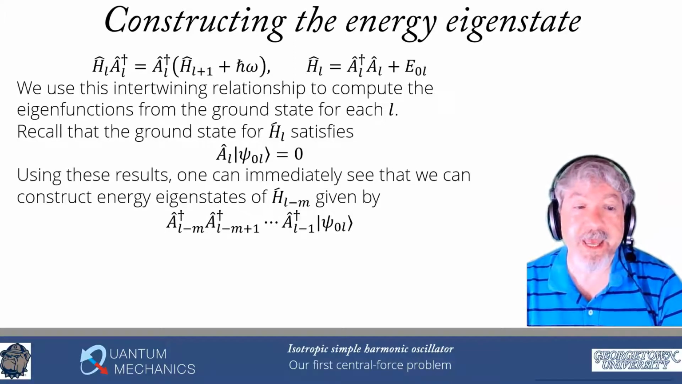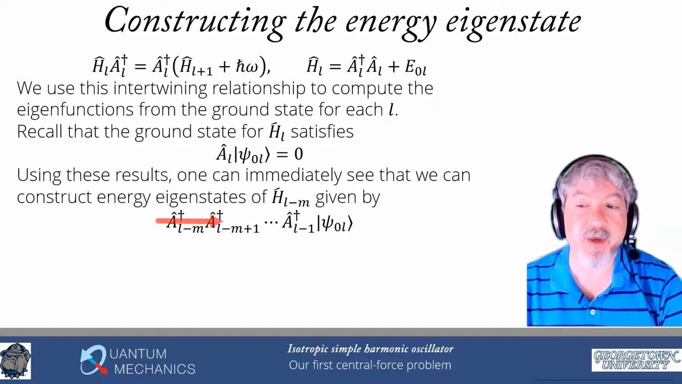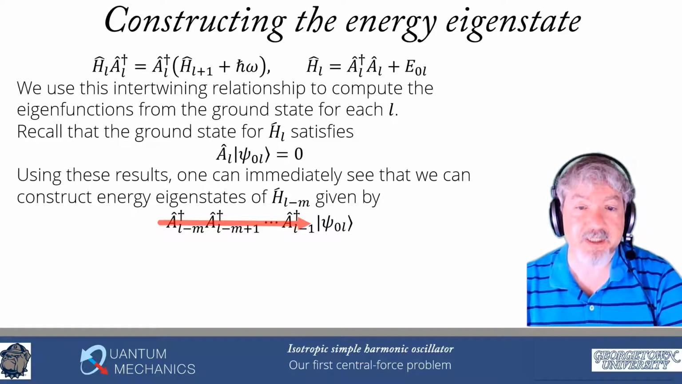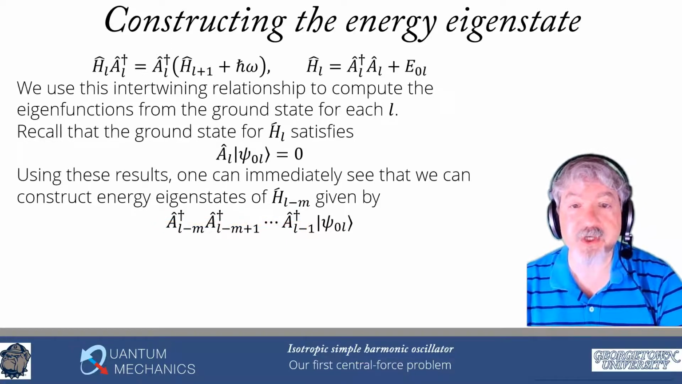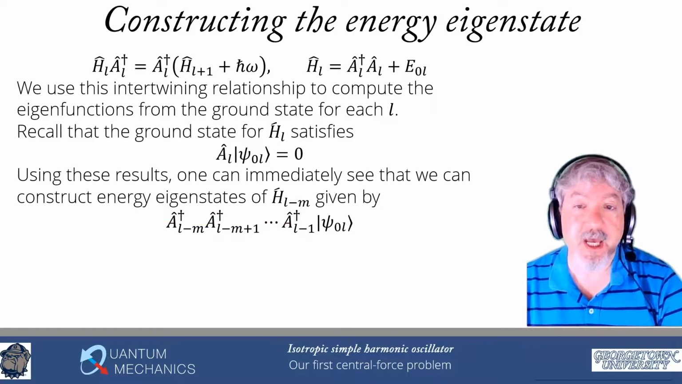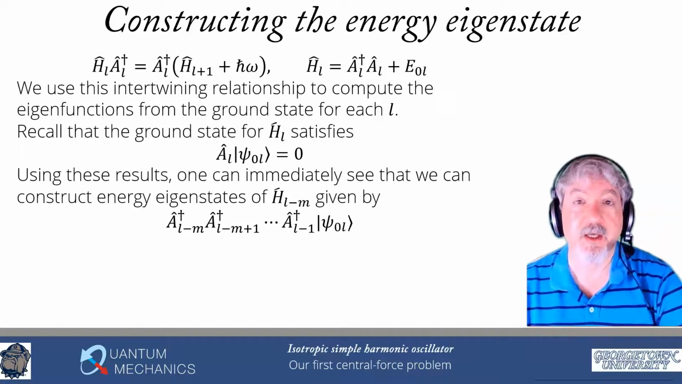Well, if I start with an HL minus M, I can move that Hamiltonian through all the way to the state, but each time I move it through, its index increases by 1. And I'm going to end with an HL acting on that psi 0L, plus some constant shift. And of course, that's going to be an eigenstate, because the HL acting on the psi 0L gives me E0L times the psi 0L, because it's the ground state of that Hamiltonian. So that motivates why we came up with this guess.